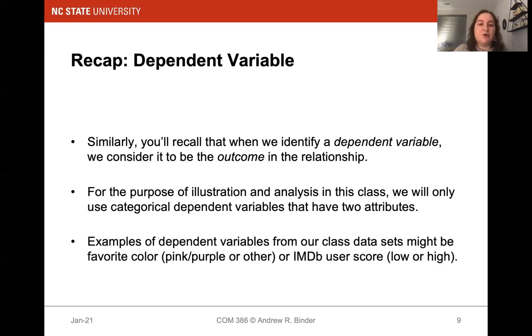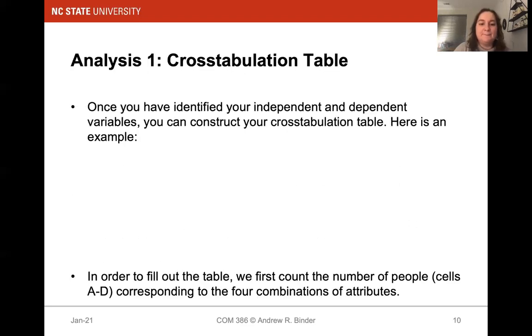And so again, kind of going back to those class data sets y'all are already familiar with, favorite color could be pink, purple. So that's one attribute or other being your second, and then IMDb user score, which would be low or high. So you could take anything that had a 7 or an 8 and above as high, and anything below that threshold as low. So just kind of a way to take numerical scores, which is what we have with the IMDb user scores, and then group them. So you can get two attributes instead of many.